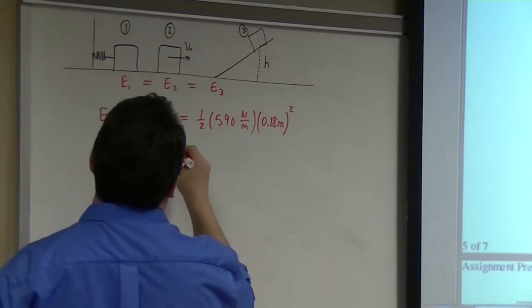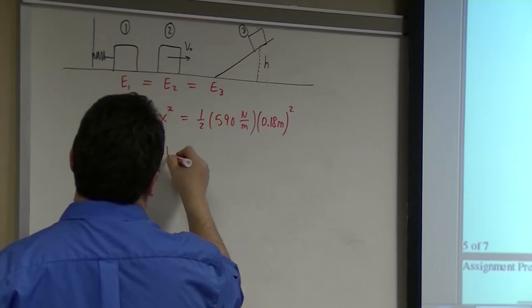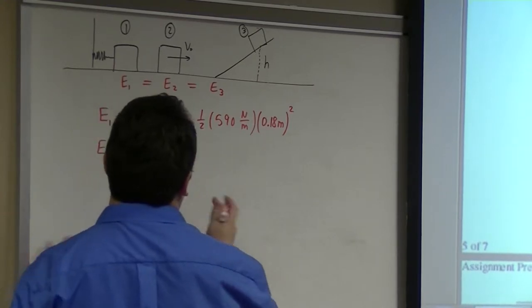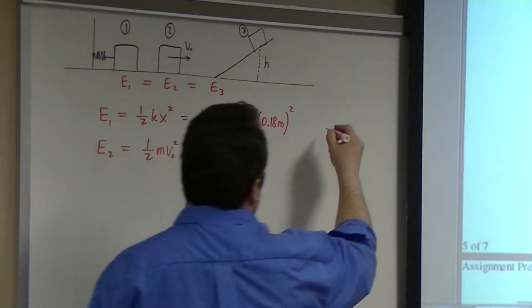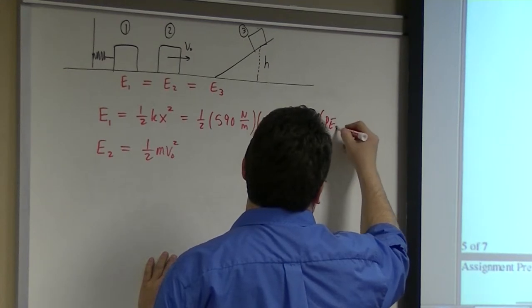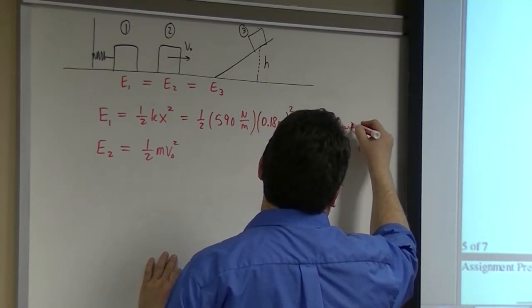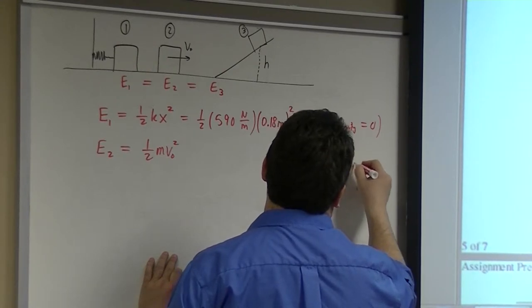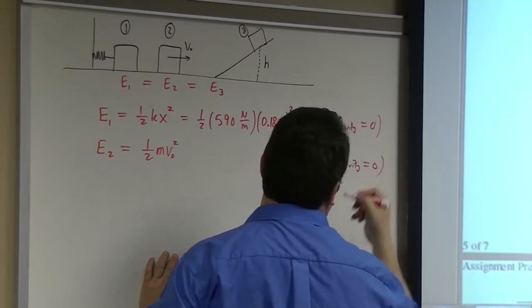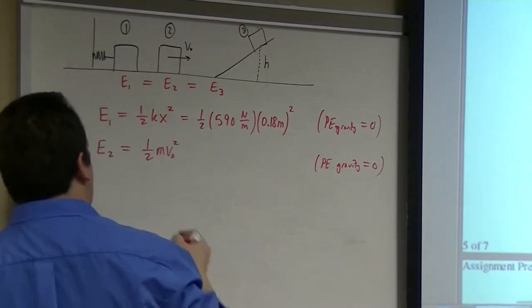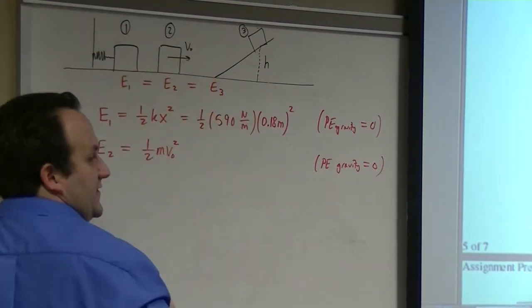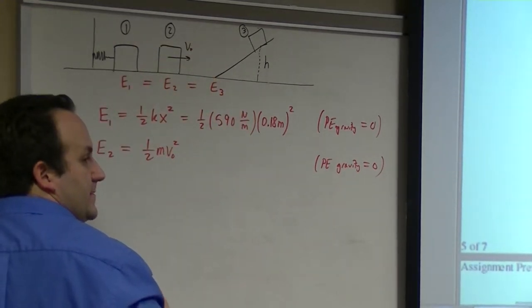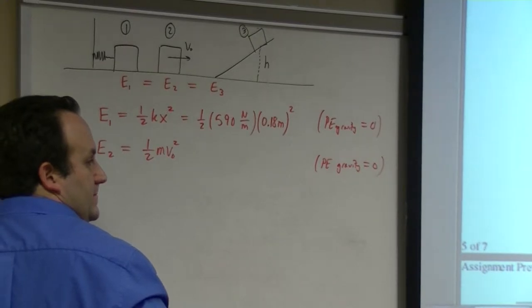Well, E2 is 1/2 mv0 squared, right? There's no potential energy due to gravity. By the way, potential energy due to gravity here is zero. Potential energy due to gravity here, still zero, right? So at E2, all of the energy is kinetic, right?